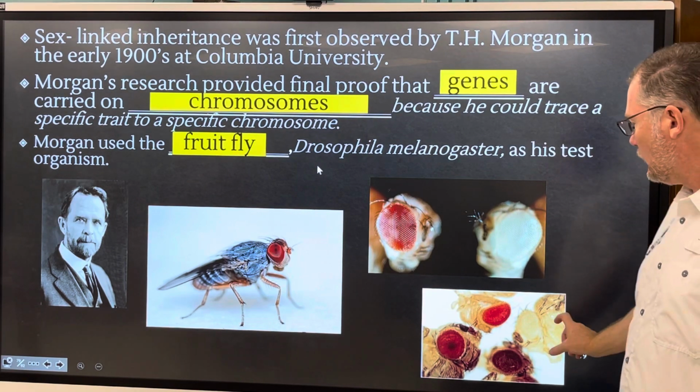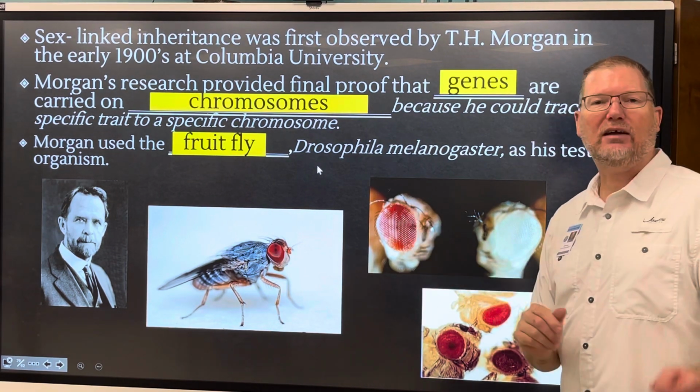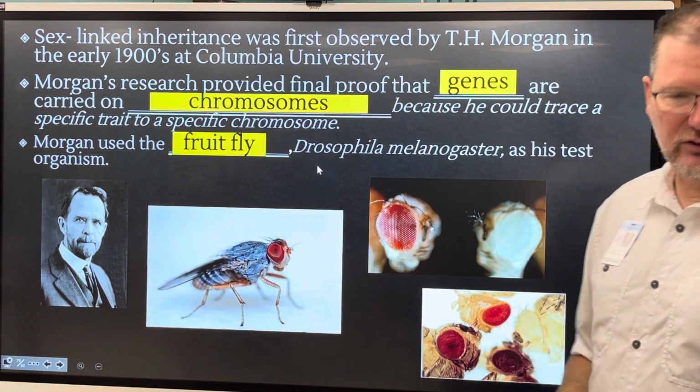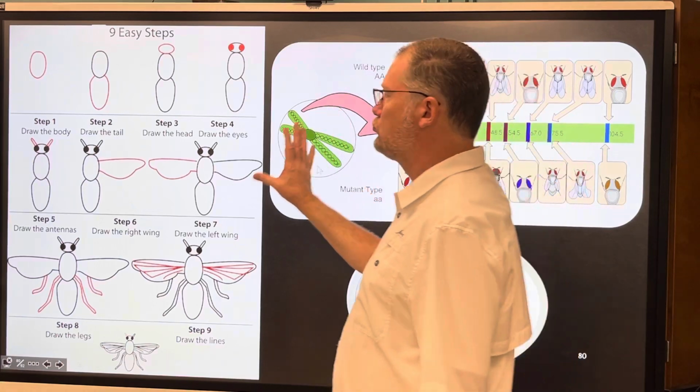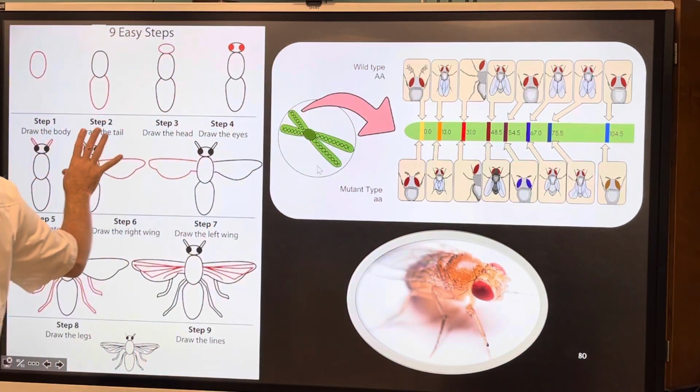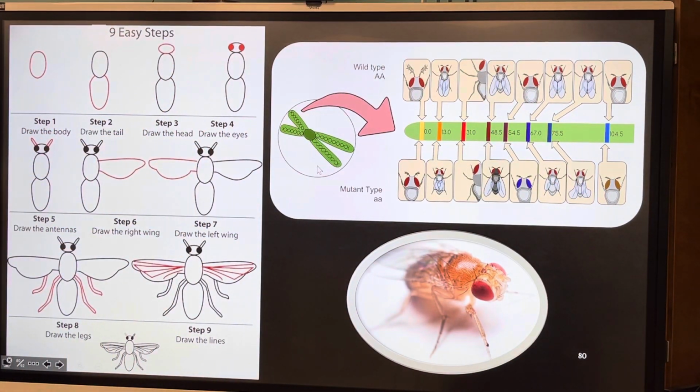And because of all the wonderful traits and the fact that these flies only have a very small number of chromosomes, in your notes you have to draw a fruit fly. So I gave you very easy steps. If you're bad at drawing, if you can't look at that picture and draw it well, then please feel free to use the 9 easy steps of how to draw a fruit fly, okay? I'll give you just about a minute to do that. It shouldn't take you more than a minute.